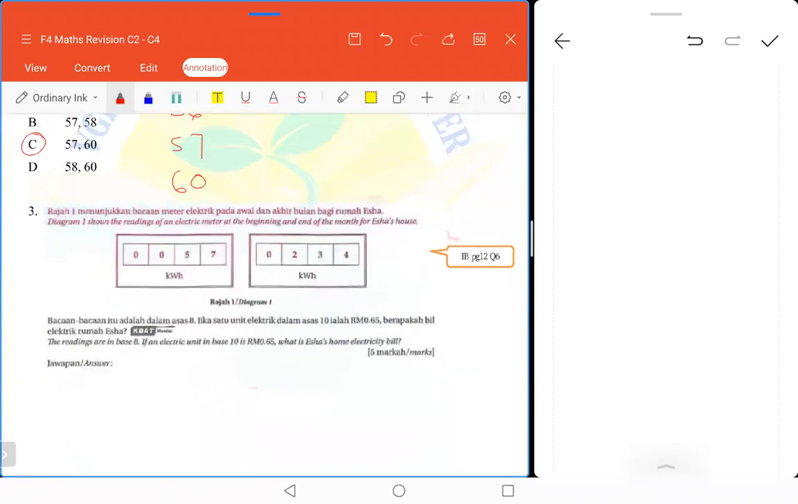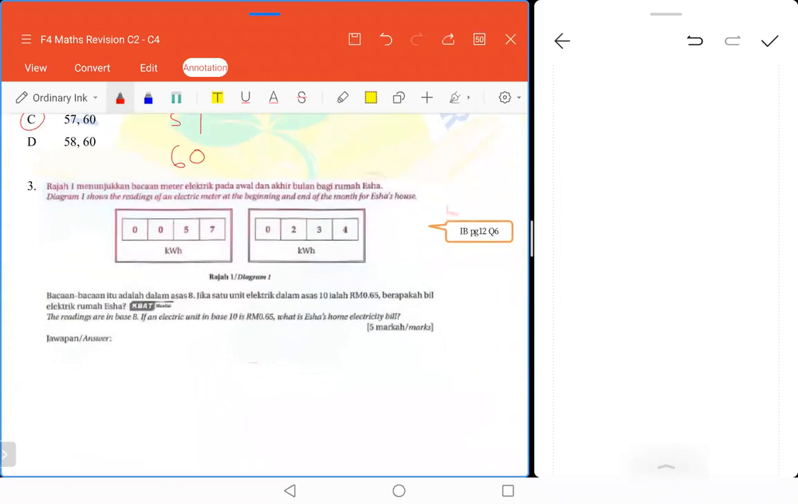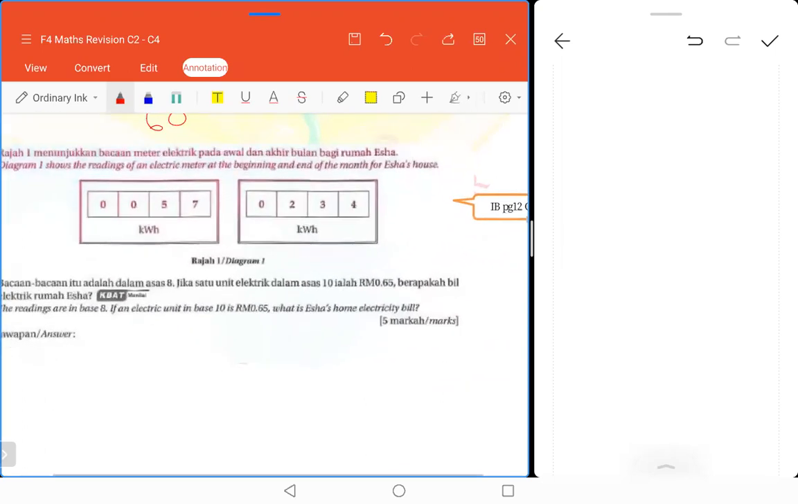This one, it will be in your book. So for those who have the book, you can check. IB means Ilmu Bakti, the green color book. Page 12, questions. You can write the answer there.